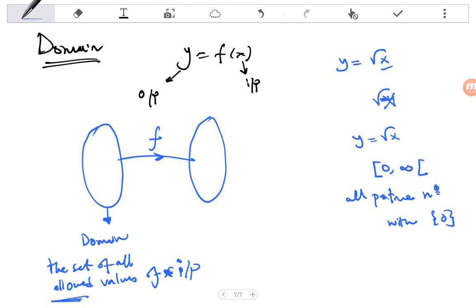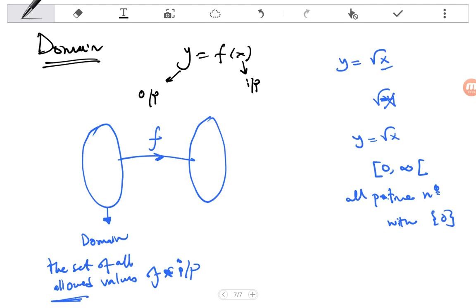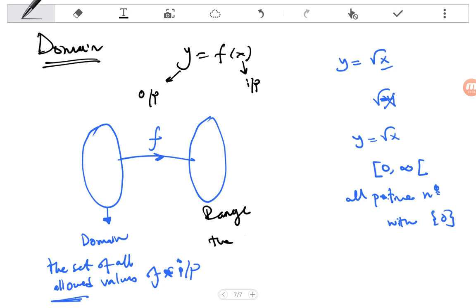So what about the set of all the outputs? The set of all the outputs for all the given inputs is called the range, the range of the function. So what is the range of the function? It is the set of all outputs of the domain. The set of all outputs of the domain is called the range. Okay?